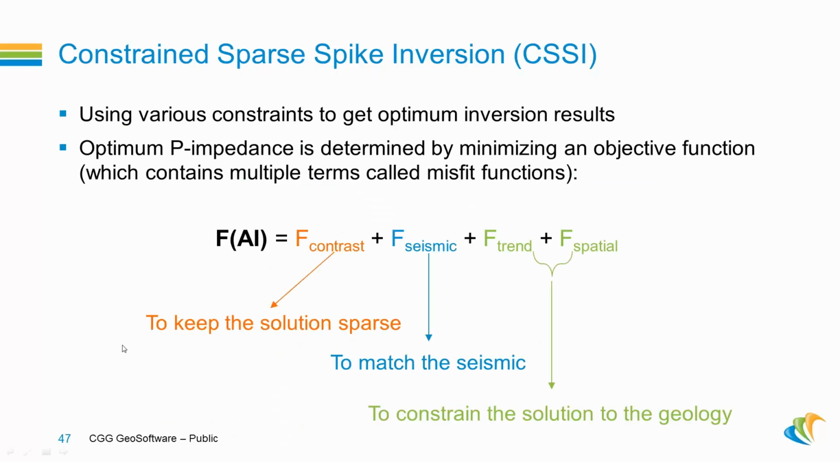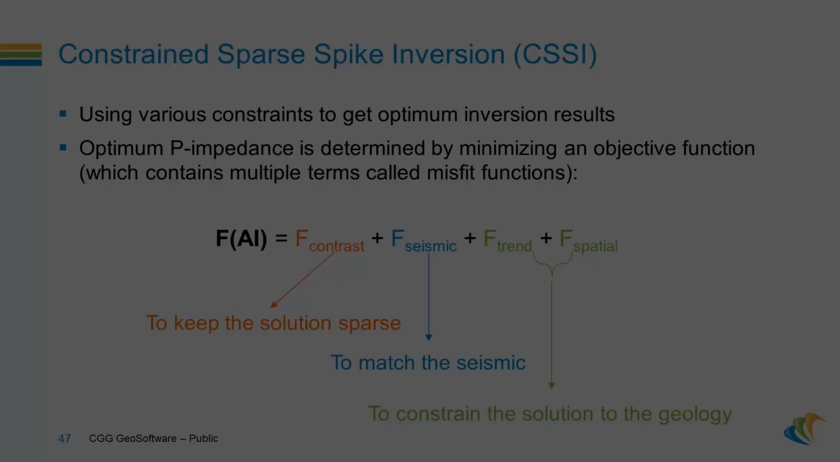For example, it's shown here. Our objective function will be a function of the contrast, which is how sparse the solution can be, the match to the seismic data, which is the synthetic from the inversion minus the seismic, and some trends here which are applied to honor the geology or the lateral variation of the geology. So this objective function is optimized, and we get the optimum reflectivity and optimum seismic noise.